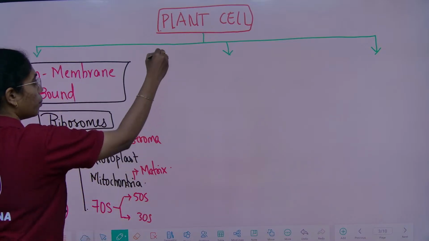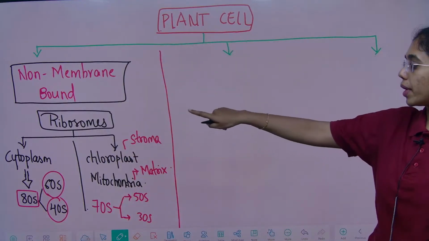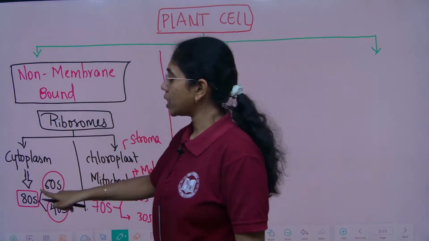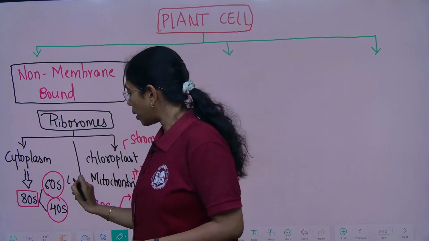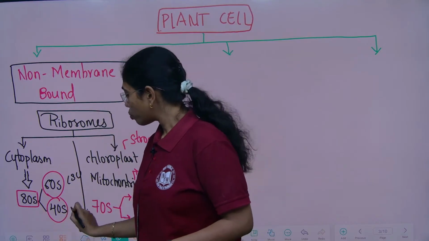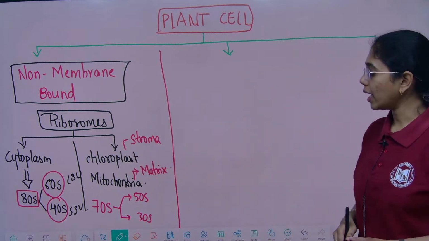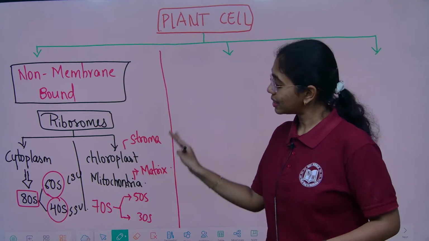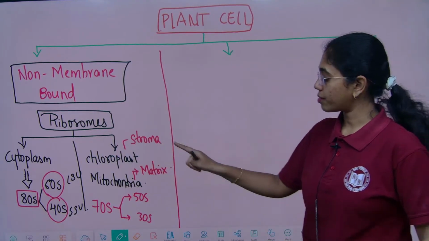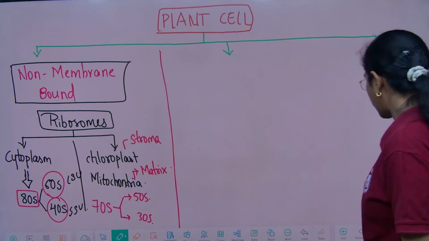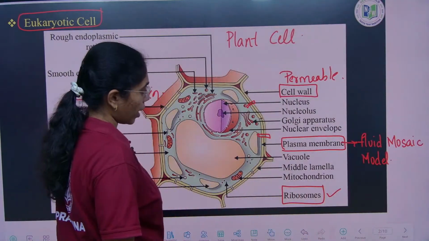This is about the non-membrane bound organelles that you find in a plant cell. Clear, right? The only non-membrane bound organelles are ribosomes. You will see 80S ribosomes in the cytoplasm, wherein the larger subunit is 60S and the smaller subunit is 40S. Inside chloroplast and mitochondria, which are double membrane bound organelles, ribosomes are present in the chloroplast stroma and mitochondrial matrix. You have 70S ribosomes, 50S and 30S. Clear till here? So, the non-membrane bound organelle, that is, ribosomes, is clear.